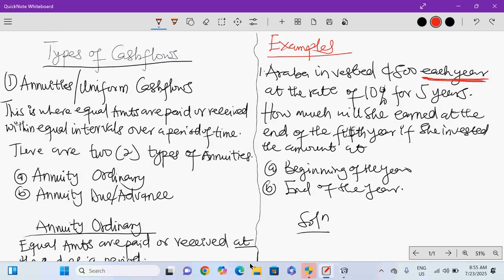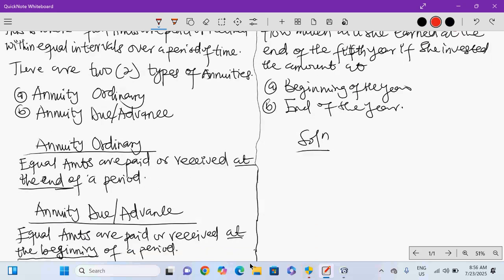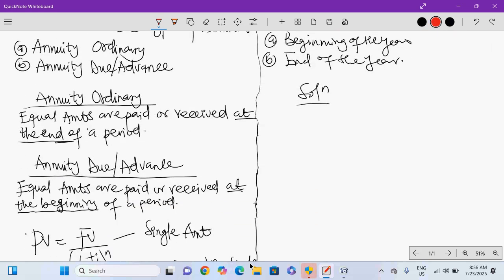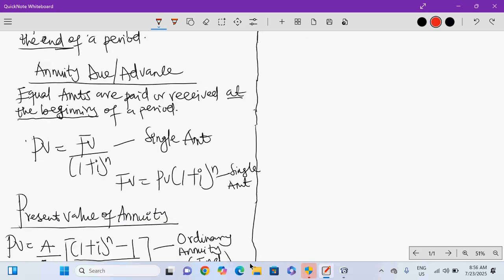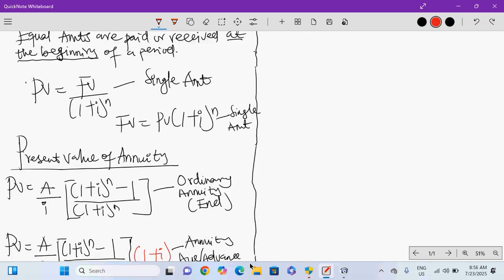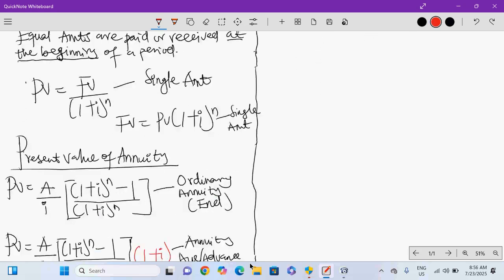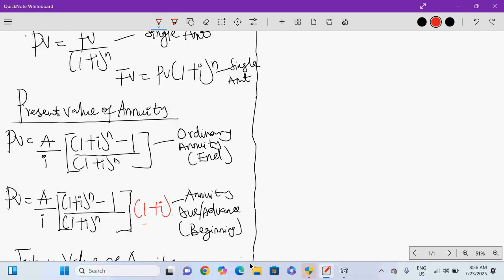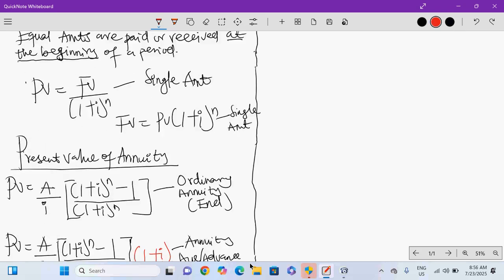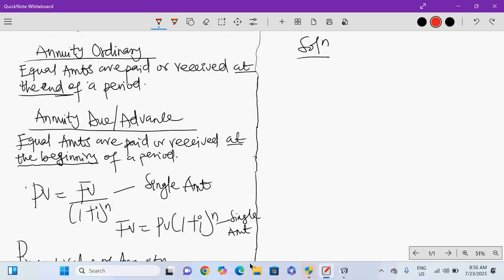How much will she earn at the end of the 5th year? At the end. So what comes to mind? You can see that future value comes to mind. You want the future value, so we are going to use the future value. Now, we have the future value ordinary and the future value due or advance. So the question is saying A, beginning. The beginning is the advance, annuity due or annuity advance. And then the end is the ordinary annuity.